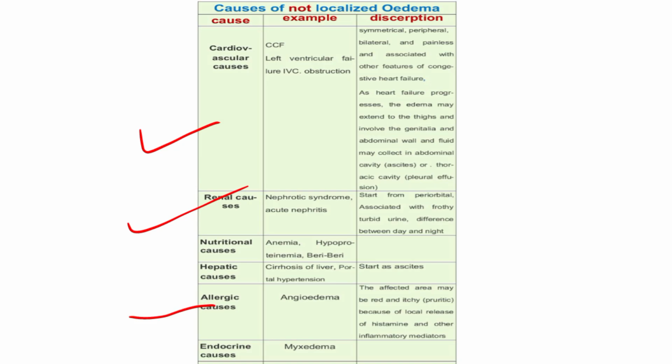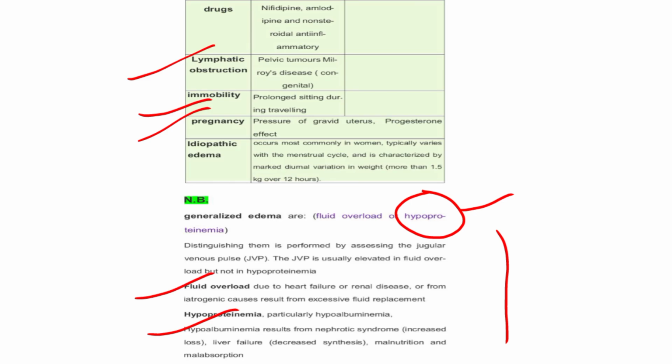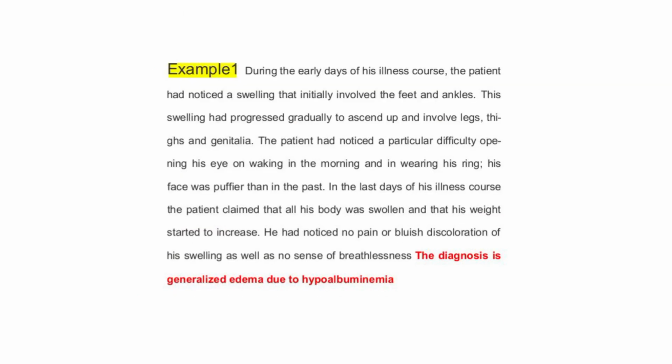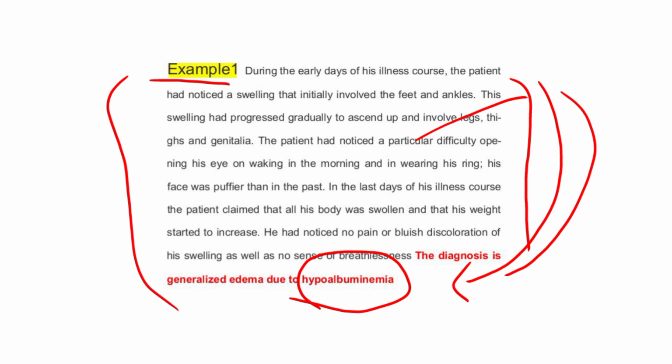Cardiovascular causes, renal, allergic, hepatic, nutritional, endocrine, hormonal causes, lymphatic obstruction, immobility, pregnancy. These can cause edema. Generalized edema, fluid overload or hypoproteinemia. It means protein is decreased. Fluid overload, hypoproteinemia. This you can see. Next we have examples. This diagnosis is generalized edema due to hypoalbuminemia. This is the case you can study, and these are the symptoms. These lead to this diagnosis.